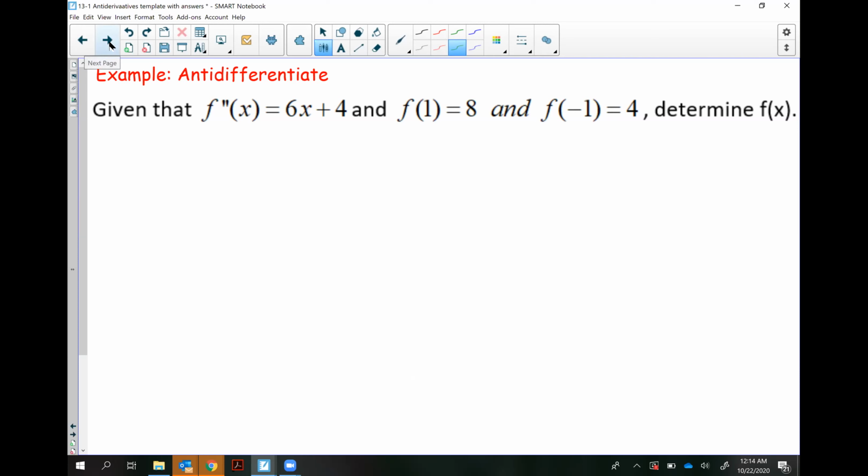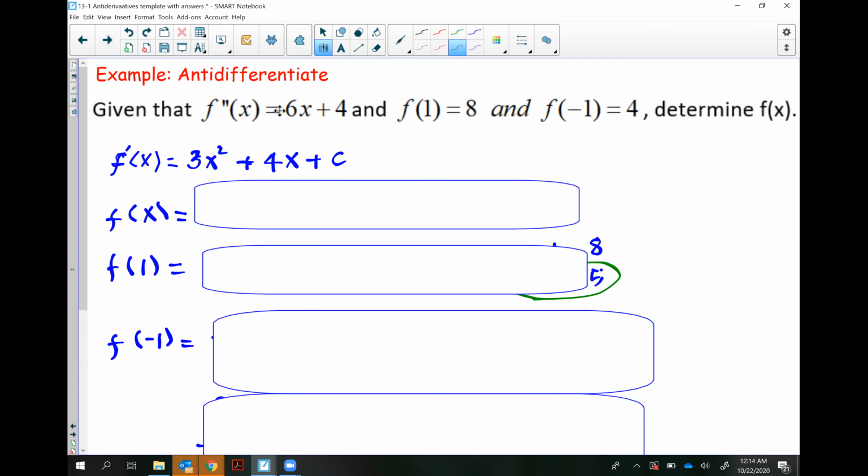Step number 1, find the antiderivative just like we found in the past for the function 6x plus 4. Here I'm going to give you a quick hint. The antiderivative of 6 is 6x squared over 2, or 3x squared. Antiderivative of 4 is 4x plus c. But there is no f prime, right? So at the moment, keep it as it is. From here, to get to f of x, you need to anti-differentiate again.